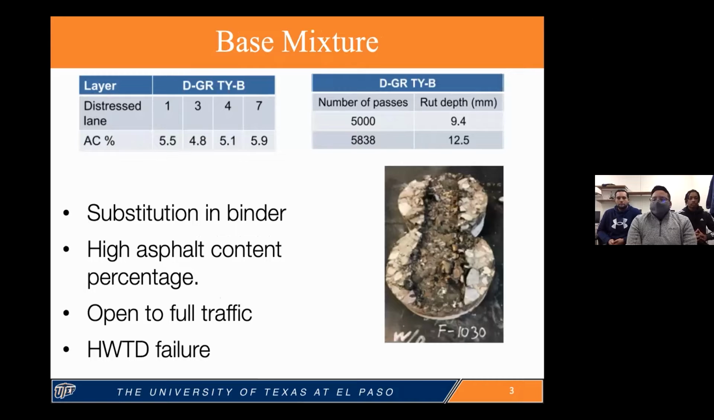It is mentioned that the base mixture had a binder substitution of PG 70-22 to PG 64-22. Although allowable, changing to a lower pavement grade can increase susceptibility to rutting. Asphalt content percentage was also observed to be beyond the recommended amount. It is also mentioned that the 3-inch base mixture was open to full traffic for 6 to 12 months. Cores observed never satisfied the Hamburg wheel test specifications, proving a depletion in strength of the base mixture before construction of the surface mixture above.